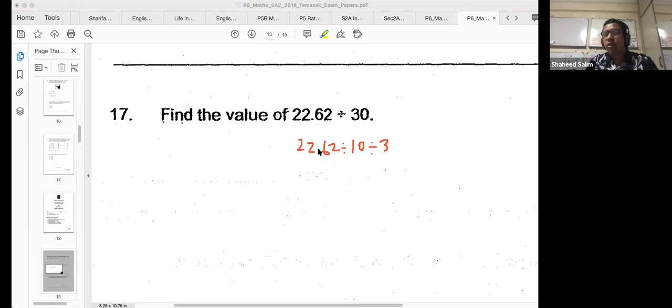How to do the 10? We shift to the left or to the right? Which one? We shift one to the left here. Make it smaller. Yes. So now you get 2.262 divide by 3. Okay, you do long division. You try to see. What's the answer?